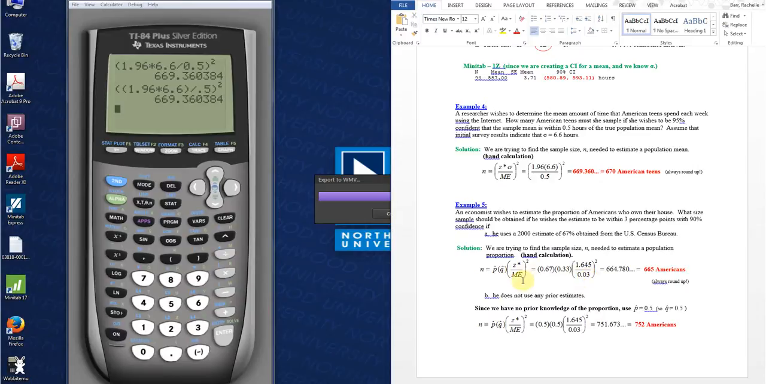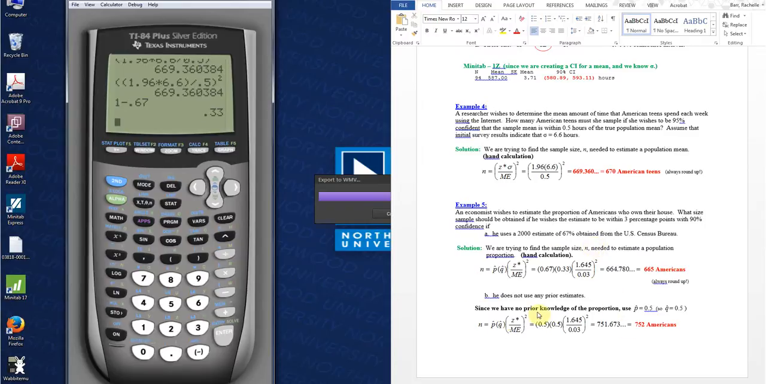Anyway, my margin of error is that he wants to be within 3%, so that's where that 3% is coming from. And this 0.33 is 1 minus 0.67, because that is your Q, your failure. All right, you multiply all those together. Don't forget to square. And you get 664 and then some stuff, and you don't even care what the stuff is, you always round up. 665! And that's if you're using a previously obtained value.